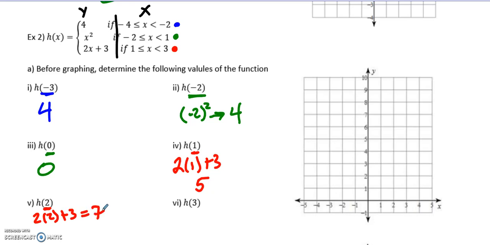And lastly, h of 3, we've got a little bit of an issue because this function here goes up to 3 but does not include 3. So there is nowhere to plug 3 into my function. It doesn't fit into any of the 3 of my possible pieces. So I'm going to say 3 is not in the domain. He's not in the domain of my function. So there I go, going through and figuring out what all the different pieces of my piecewise look like.